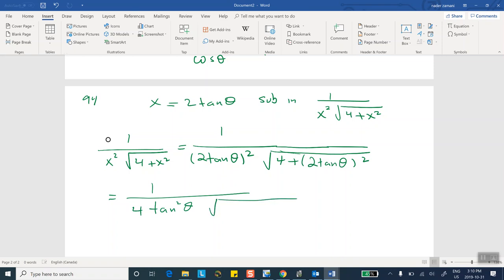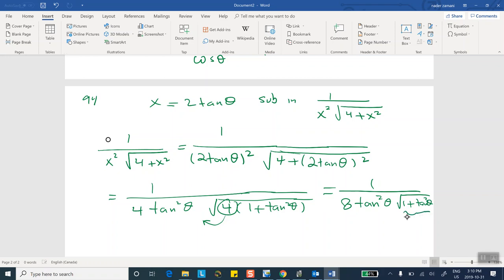And underneath the radical, you have a common factor of 4. 1 plus tan squared theta. Now this 4 comes out, and you get 1 over 8 tan squared theta square root of 1 plus tan squared theta. I already told you that this is secant of theta right up there. So this is equal to 1 over 8 tan squared theta, that guy, secant squared, that's what I meant. Secant of theta.